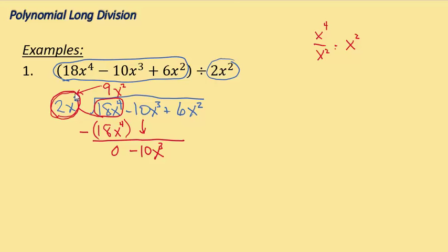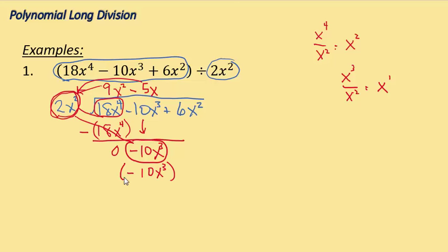2x to the second divided into 10x to the third. So 2 goes into negative 10 minus 5 times. And x to the third divided by x to the second is, remember, we subtract the exponents, x to the first or just x. And now I do the same thing. I'm going to multiply this back by this. So 2x squared times negative 5x is negative 10x to the third.